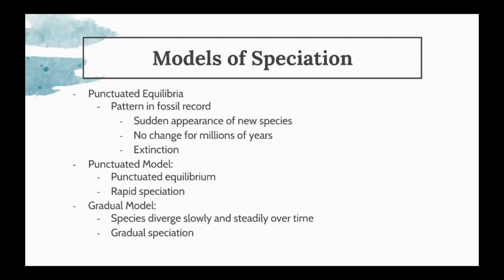But then we also sometimes see the gradual model, where species slowly change over time, and this is gradual speciation. We see both models occur. So in some cases there is going to be rapid speciation, and in some cases it's going to be gradual. Scientists haven't really figured out why there is punctuated versus gradual. But for example, sudden extinction events are probably going to cause punctuated equilibrium.